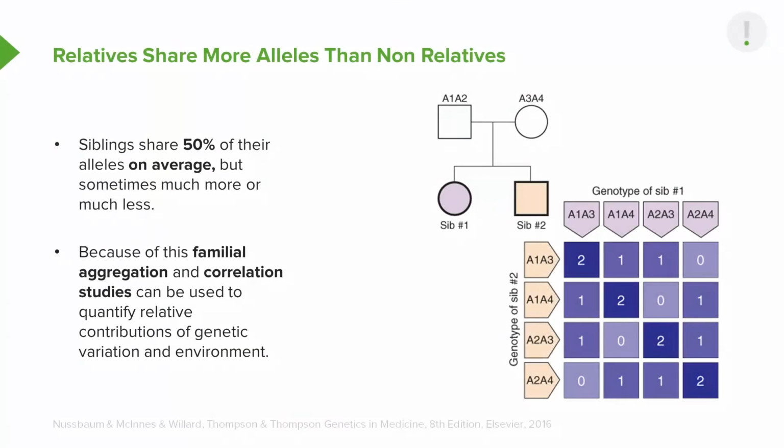Now, because of these familial similarities, we can use familial aggregation studies as well as correlation studies. Now, don't worry too much about what those are yet. I will walk you through each of those, and we can use those to determine the genetic contribution versus environmental contribution to some of these sort of mysteriously genetically predisposed conditions.